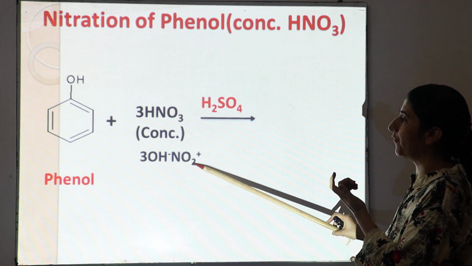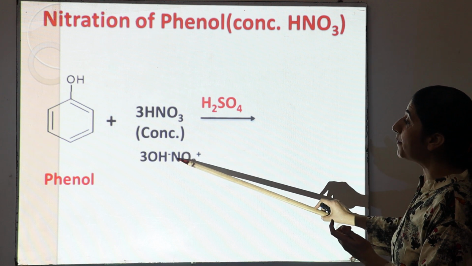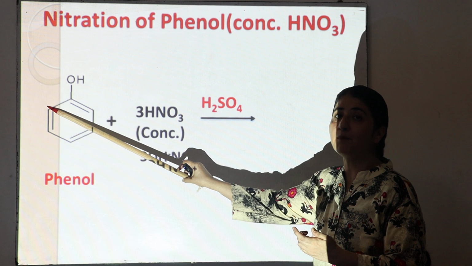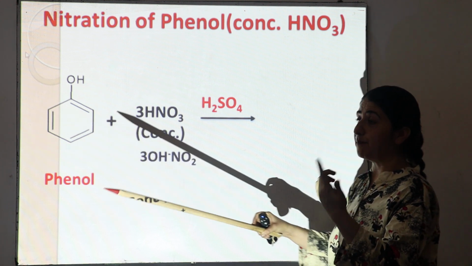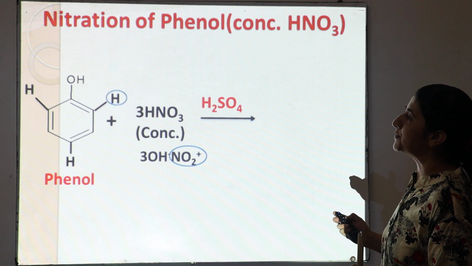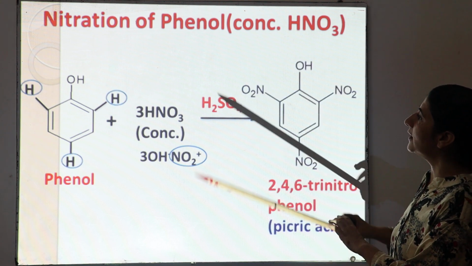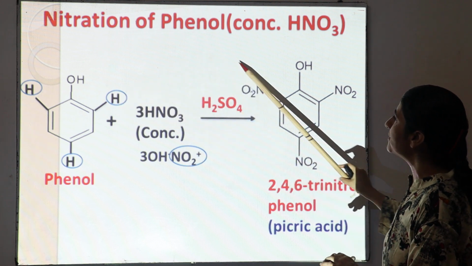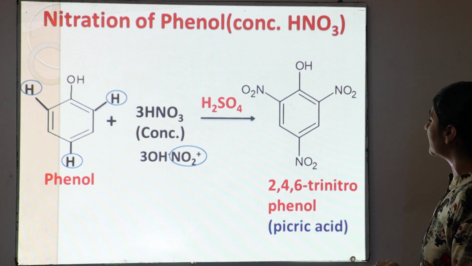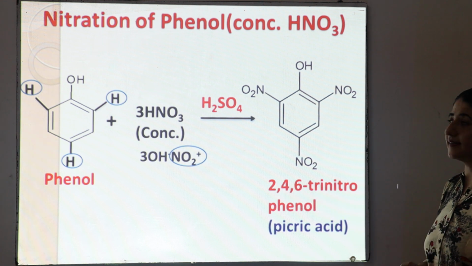a strong electrophile. So it replaces all the 3 hydrogen atoms present on the benzene ring simultaneously, and we get a tri-substituted product. All the 3 hydrogen atoms are replaced by NO2 groups, and the product is 2,4,6-trinitrophenol, which is also known as picric acid.